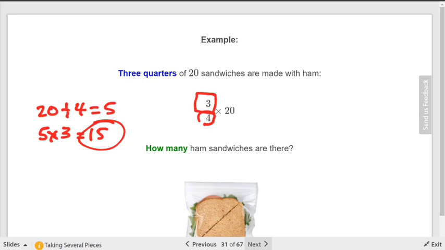Okay. Divide by the bottom, multiply what's left times the top. Get it? Okay. Everybody got that written down?